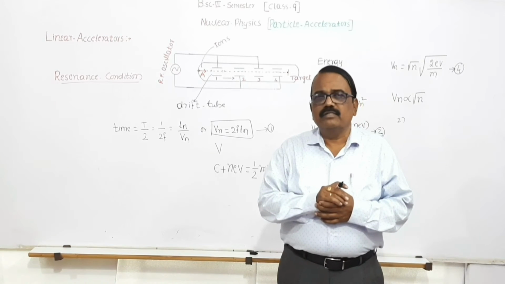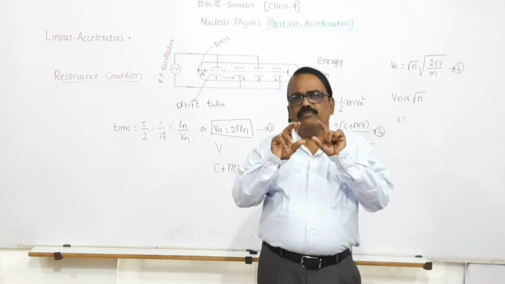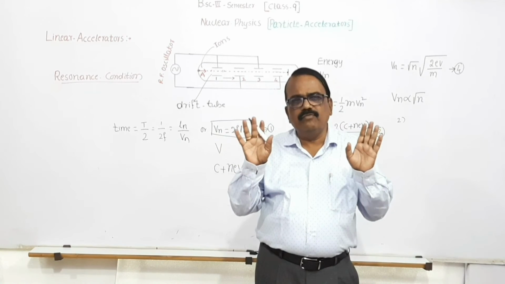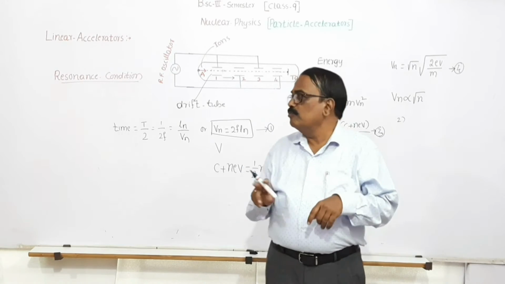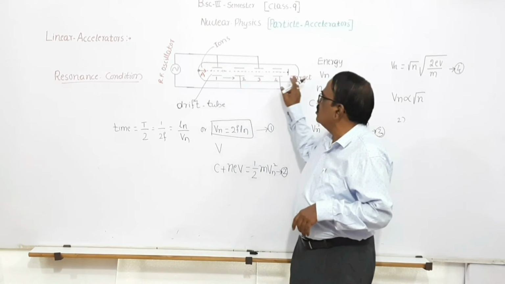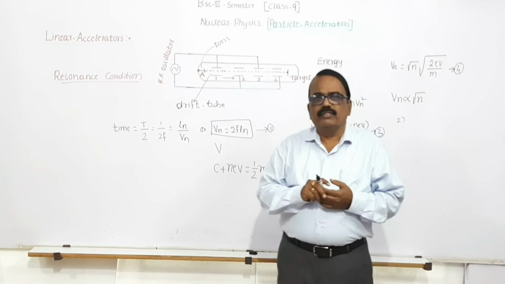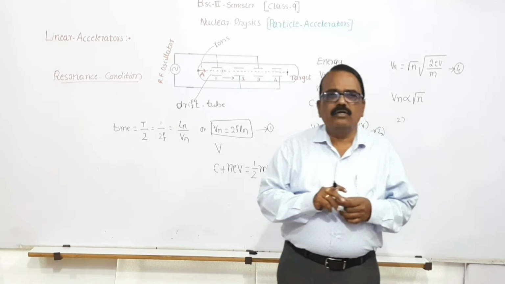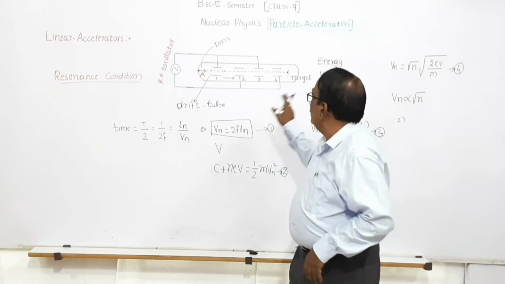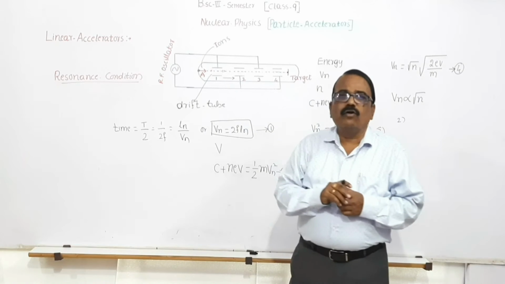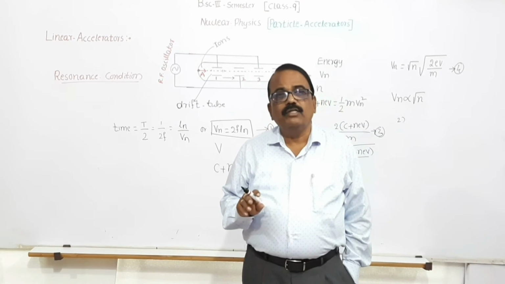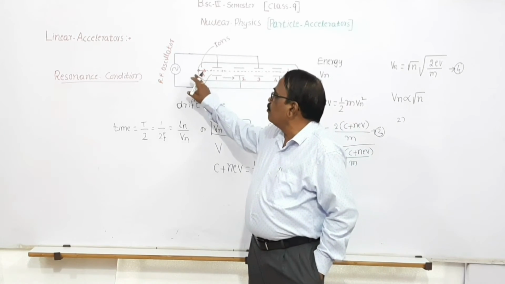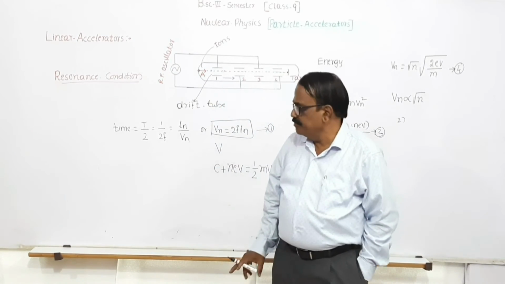These are the two limitations of this linear accelerator. First, the length of the linear accelerator is inconveniently large, and it is very difficult to maintain vacuum in this large chamber. Second, the ion current is available in the form of short interval pulses, because the ions are injected at an appropriate moment.